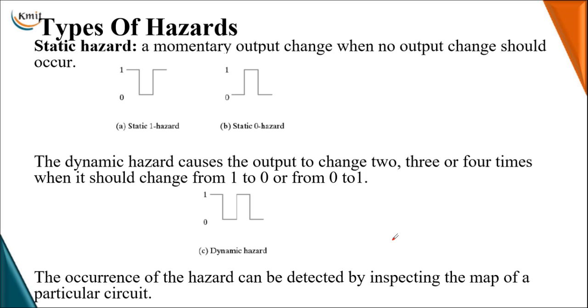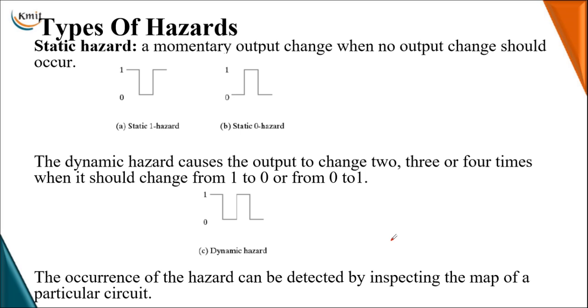A static zero hazard is the one where the actual output is zero. For a moment it moves to the logical one state, and again after some time delay it comes back to its stable state, which is zero. These static hazards and dynamic hazards occur in combinational circuits, whereas in asynchronous sequential circuits, essential hazards occur.